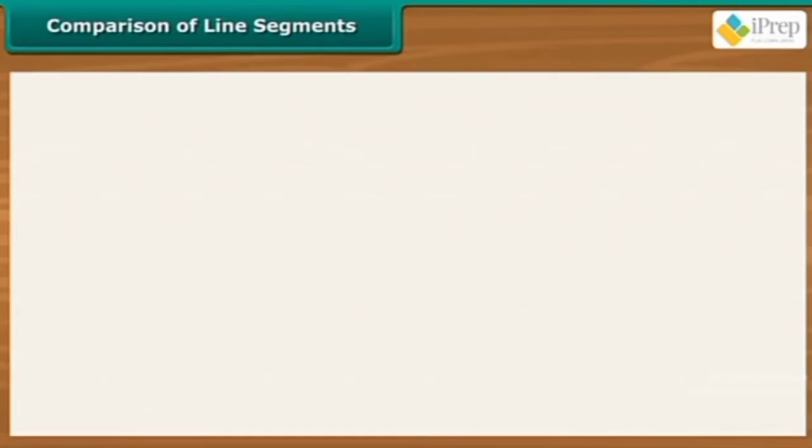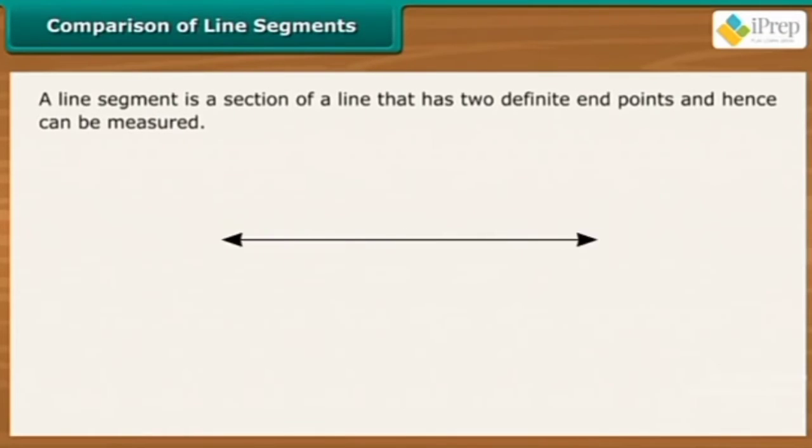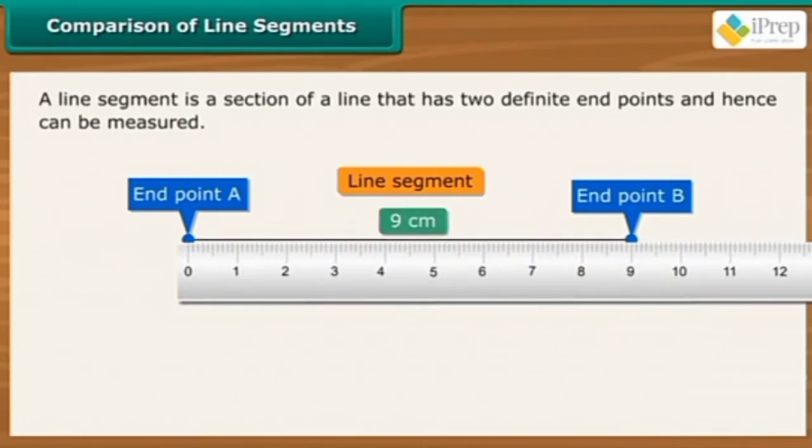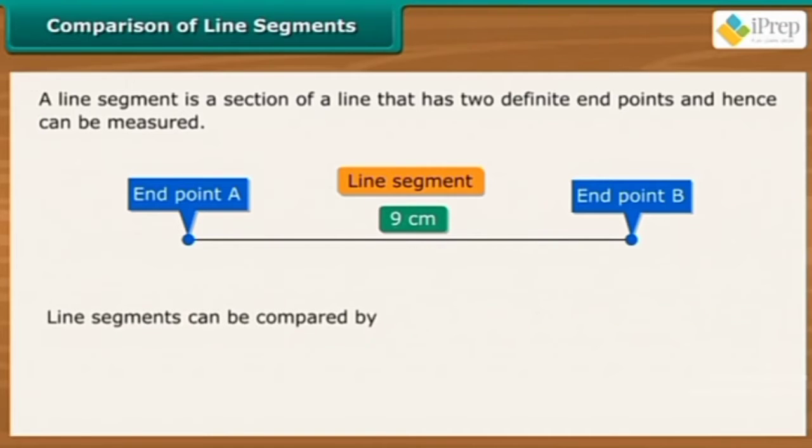Of line segments. A line segment is a section of a line that has two definite endpoints and hence can be measured. Line segments can be compared by observation, tracing, measurement. Let us look at each technique in detail.